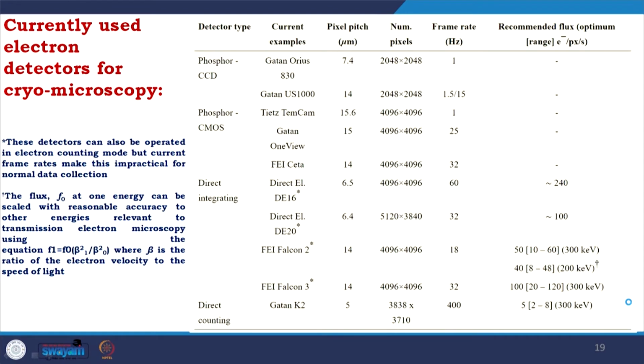Also the detectors, there are different detector types like phosphor-CCD, phosphor-CMOS, direct integrating and direct counting, which are specific for cryo electron microscopy, which have taken a very big, very important role in the improvement of resolution in electron microscopy.